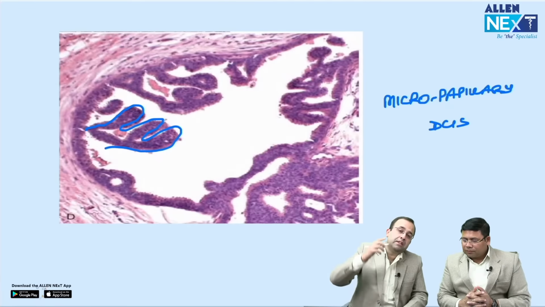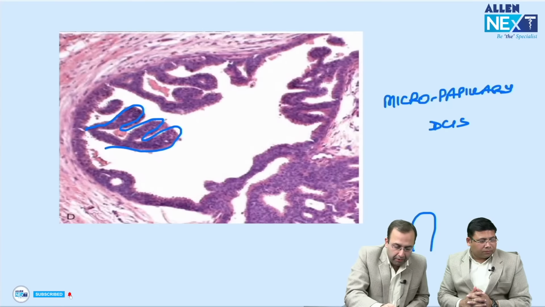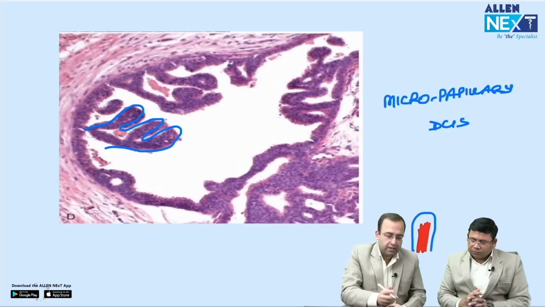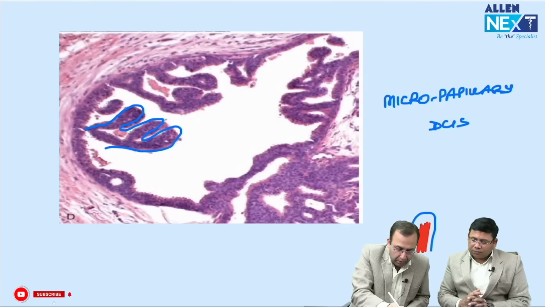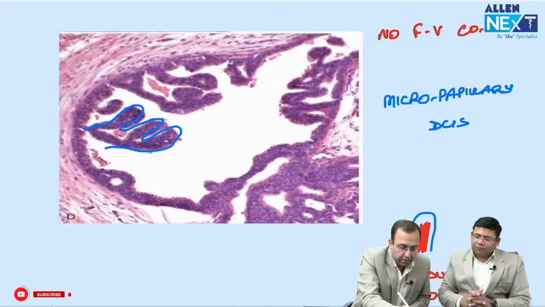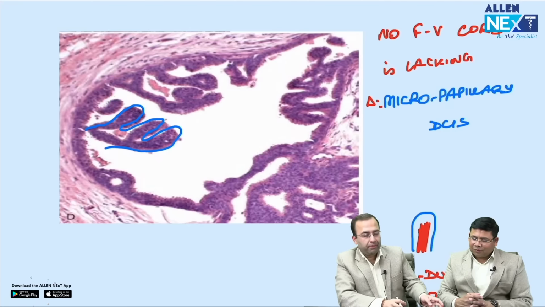Intraductal papilloma has a central fibrovascular core. What you see in an intraductal papilloma is a papilla with a central fibrovascular core. You see the presence of a pink material inside it. This is intraductal papilloma. Versus in this image, there is no fibrovascular core. The central fibrovascular core is lacking, making this a case of micropapillary DCIS.